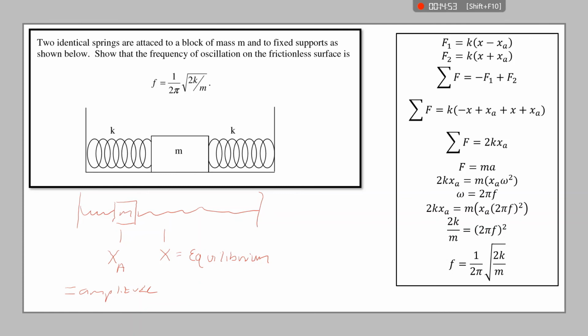So I'm going to have 2 forces of the spring. They're both going to be Hooke's law. So k displacement, k displacement. But my displacement's going to be different from one spring than the other, right? My displacement for this one would be x plus xa. And my displacement for this one would be x minus xa.